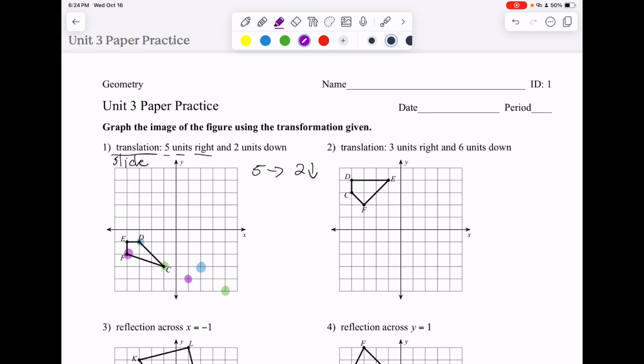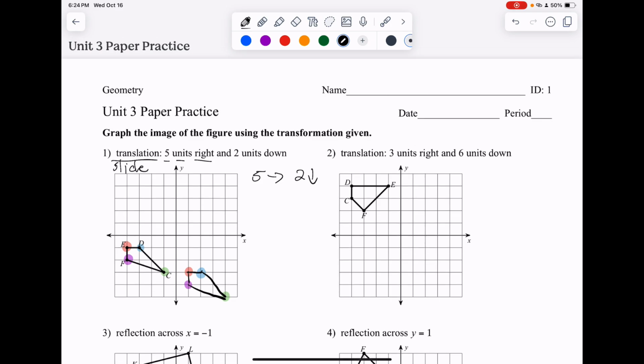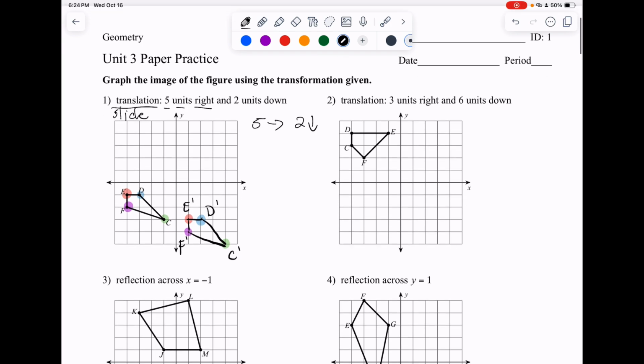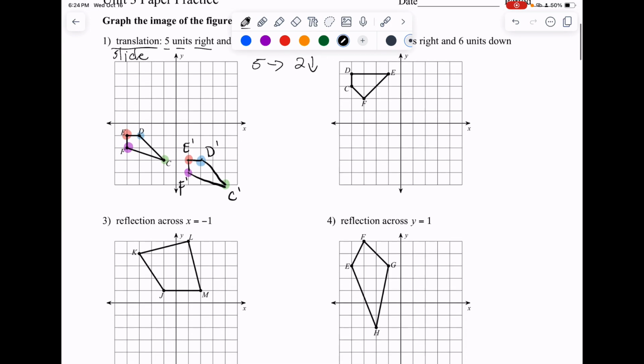And then our final dot is the E. I'll use red. And that'll complete my shape. Then I'll just connect these dots. And I'm also going to label it so that the points coordinate with each other as well. So this will be my E prime, D prime, C prime, and F prime. Awesome. Number 2 is very similar. I'm actually going to skip number 2, and we're going to look at a couple of reflections.